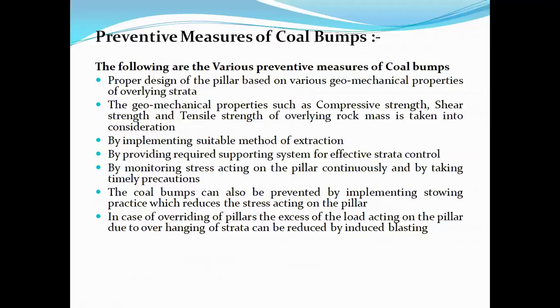So we should not allow the roof to hang over a longer span. What we should do is some kind of induced blasting, by drilling holes using jumbo drills and performing induced blasting so that it will collapse. Okay, when the overhanging immediate layer collapses, the stress acting on the face will be reduced so that we can avoid the coal bumps.